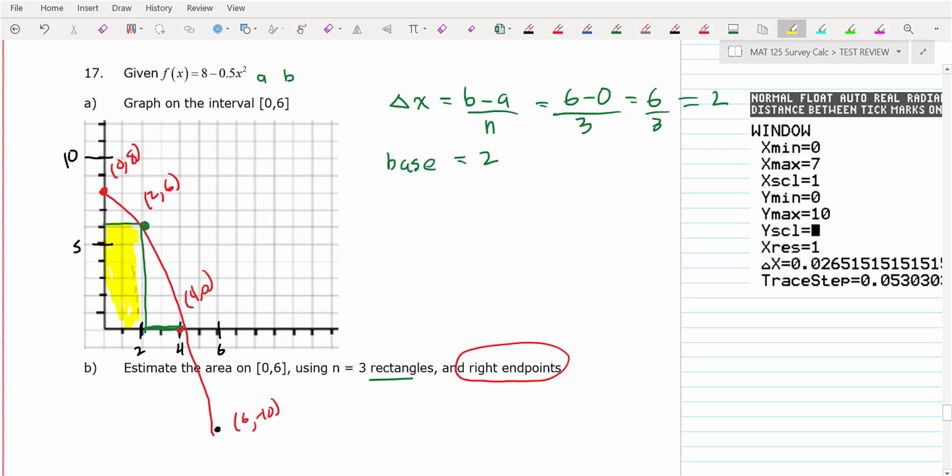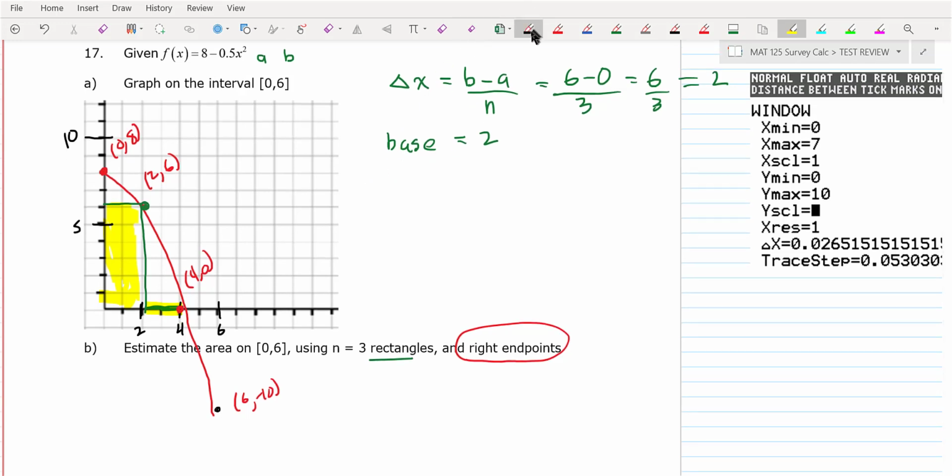It's actually nice if you don't end up with a rectangle, because what's its area? 0, right? That's cool. That makes the problem simpler. It really does. Okay? All right? And I'm going to redo this problem in just a minute with a left endpoint also.